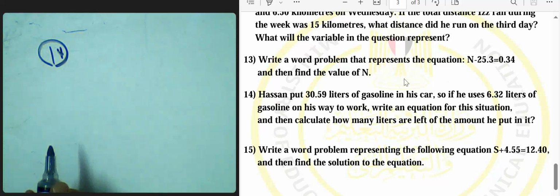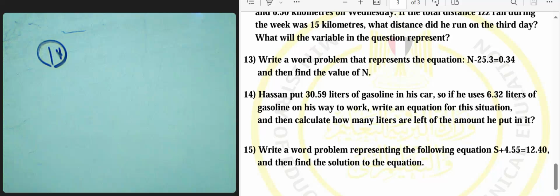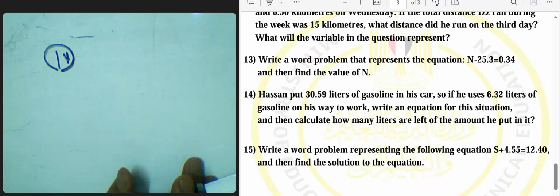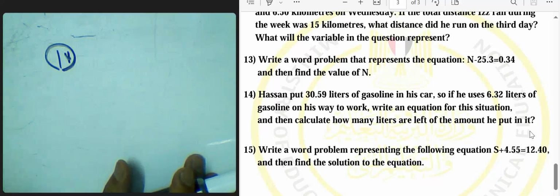Write word problems, okay, we did that. Question 14: Hassan bought 30.59 liters of gas in his car. If he used 6.32 liters on his way to work, write an equation for this situation and then calculate how many liters are left of the amount he put in it. He fills the car with the whole amount and uses part of it on his way to work.